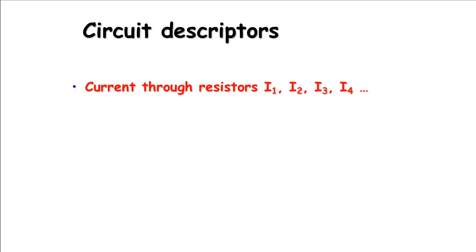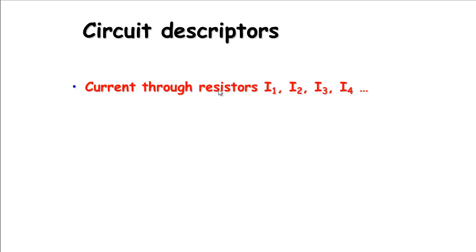So before we get going, I just want to have a look at something that we call a circuit descriptor. Basically it's something that makes it really easy for us, for convenience, to label everything so that we know what we're talking about on a circuit diagram. So what we use are little subscripts.